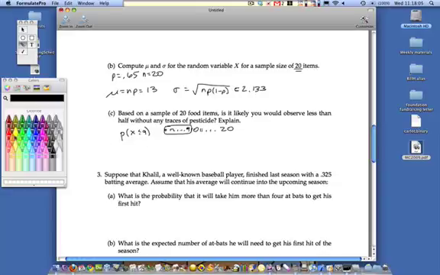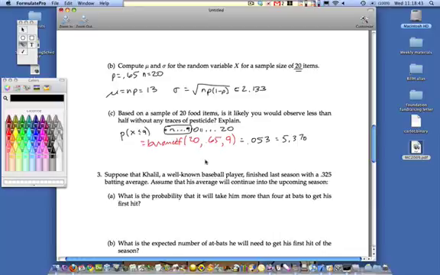So, using the calculator, binomcdf of 20, 0.65, and 9. And with that, we get 5.3%. It's 0.053 or 5.3%.